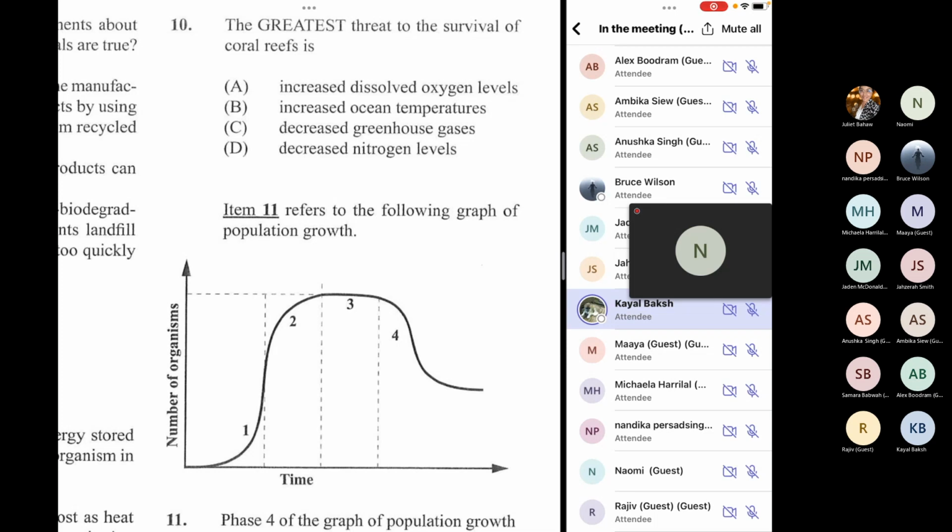So when they say greatest threat, increased dissolved oxygen level, that's not going to be a threat because organisms need oxygen. So if you're increasing oxygen, that is not a threat. Decreased greenhouse gas, that's a good thing. Decreased nitrogen level, well, they don't need nitrogen. They don't use nitrogen as a gas. They use nitrate. But when you increase the ocean temperature, coral reefs cannot live in very hot temperatures. They have an optimum temperature in the water that they will survive at. So the one that has the greatest threat would be increased ocean temperature. B. All right. Next, 11.